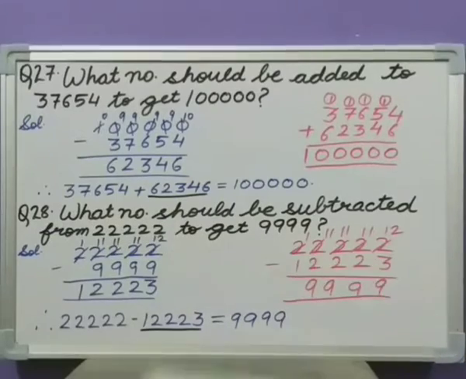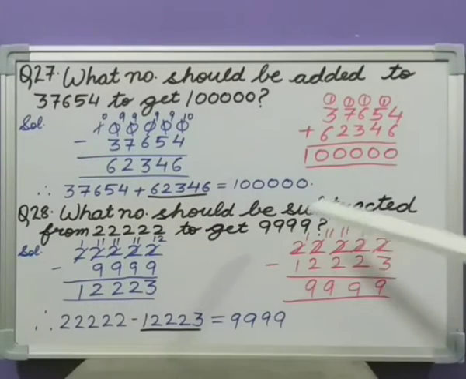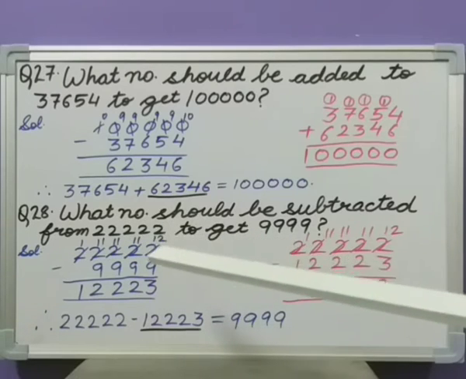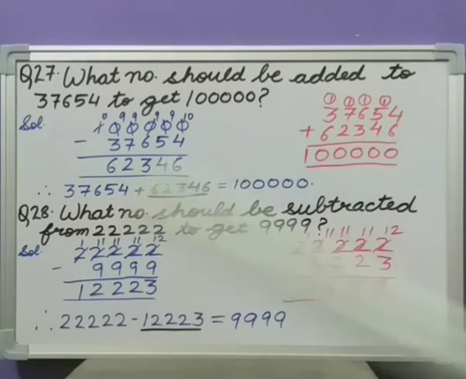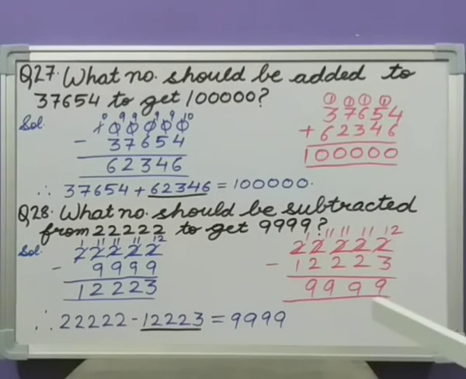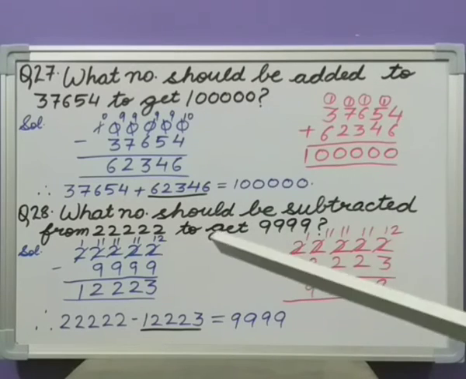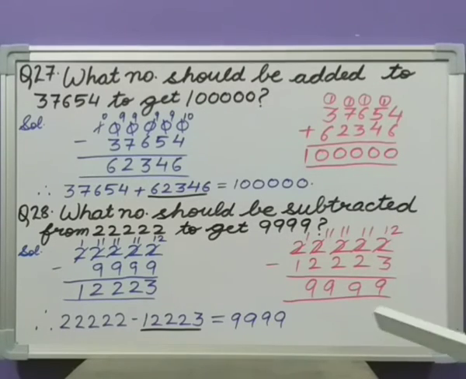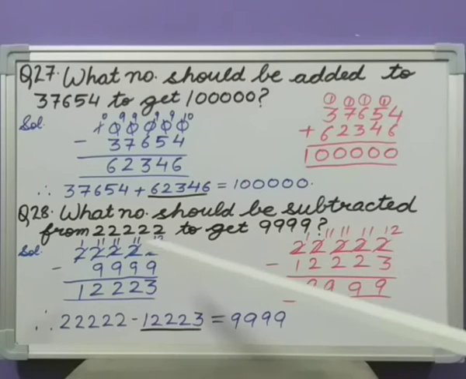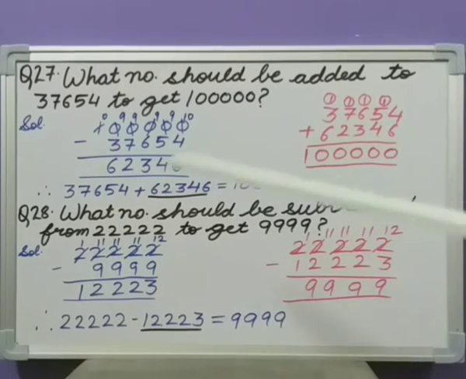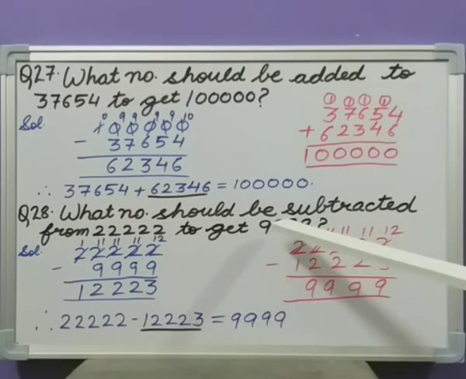Question number 28. What number should be subtracted from 22,222 to get 9,999? Now again, some number is to be subtracted from 22,222 to get 9,999. It is a smaller number and it is the larger number. So there is a number which needs to be subtracted from this number. So how can we find out? By subtracting them. So minuend minus subtrahend.